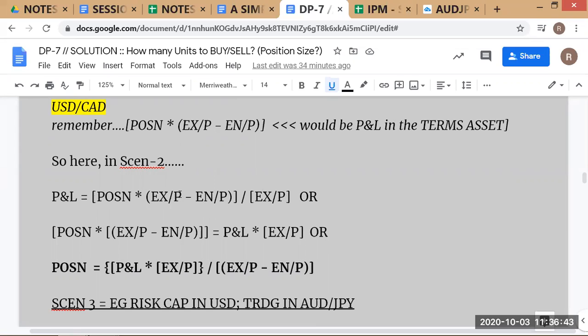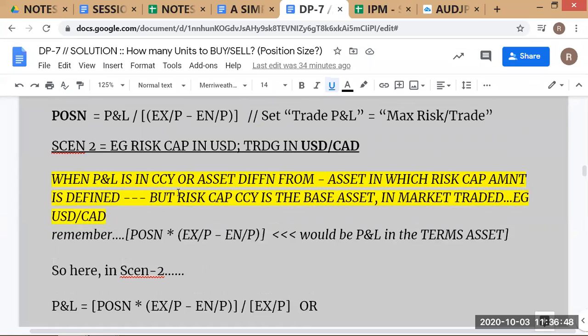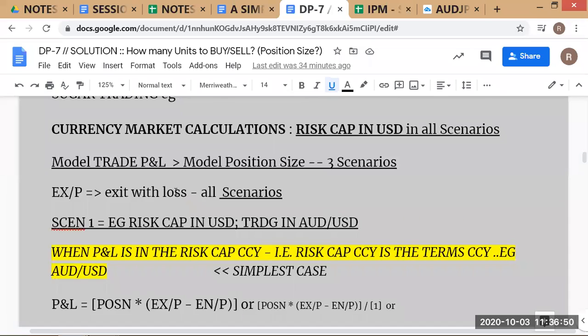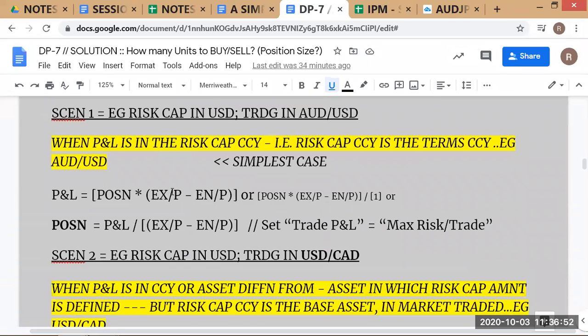and the RHS normally comes out in the terms currency, which is why. Now in the first scenario, the risk cap currency is the same as the terms currency. Terms currency is US dollars, risk cap currency is US dollars. That's why there's no adjustment required, which I said is an adjustment factor of 1. Converting US dollars to US dollars is a 1-to-1 exchange rate.